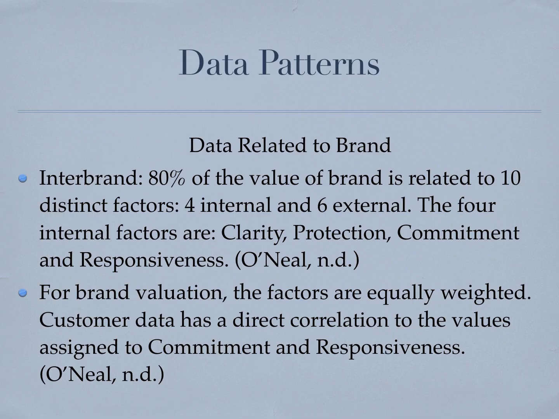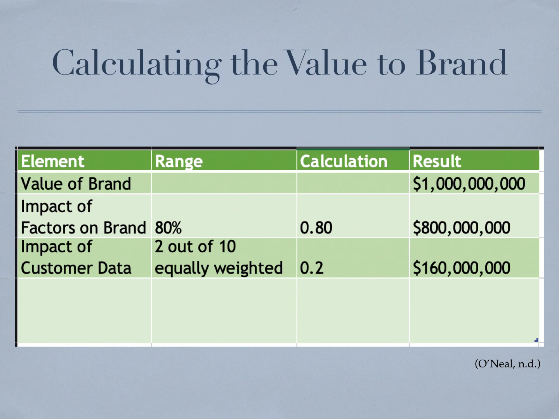Data patterns. Data related to brand. Interbrand, 80% of the value of brand is related to 10 distinct factors, 4 internal and 6 external. The 4 internal factors are clarity, protection, commitment, and responsiveness. For brand valuation, the factors are equally weighted. Customer data has a direct correlation to value assigned to commitment and responsiveness.